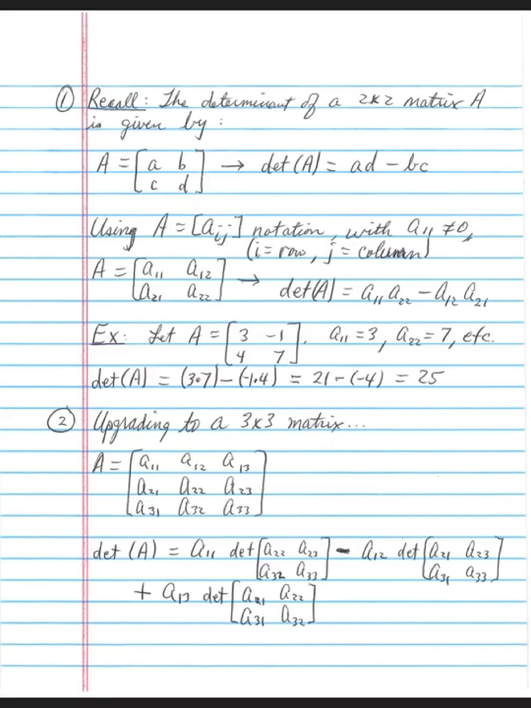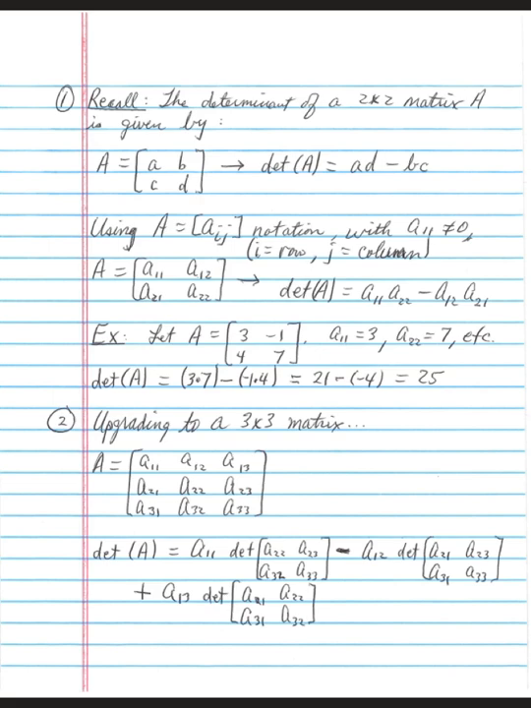Recall, the determinant of a 2 by 2 matrix A is given by matrix A, whose first row is a, b, and second row is c, d. That determinant is calculated by a times d minus b times c.